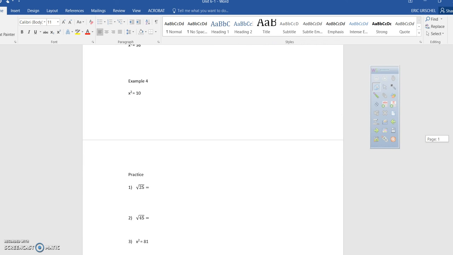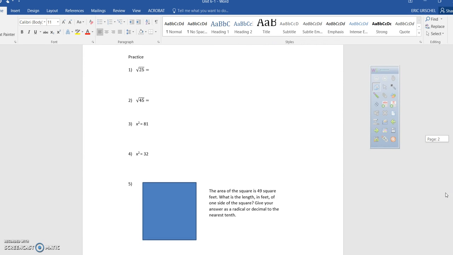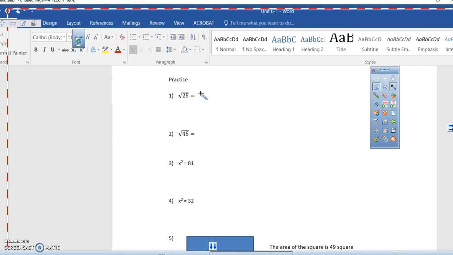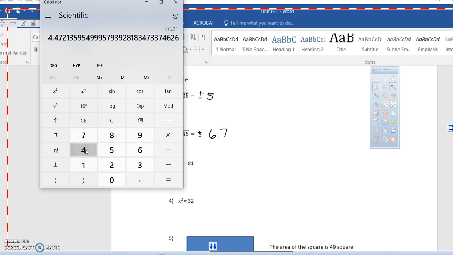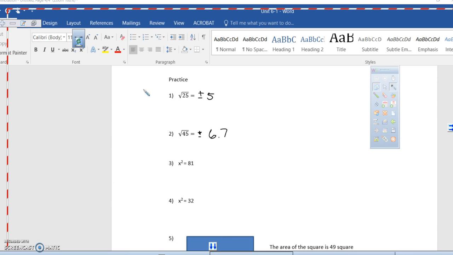Alright, let's do a few practice problems here, guys. I told you this would be kind of a short lesson. Square root of 25, remember that would be plus or minus what? 5, right? Square root of 45, we could estimate that. It's plus or minus, more than 6 but less than 7, so maybe like 6.7. Yeah, 6.7. That was a good estimate.